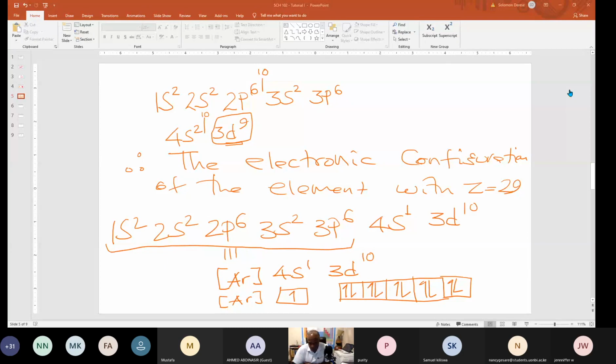Which question from the assignment disturbed you most? Which area? Resonance. Resonance structures, drawing resonance structures, isn't it? Yes, and also hybridization. Okay, no problem. I know hybridization is not very complicated, but we'll deal with it.